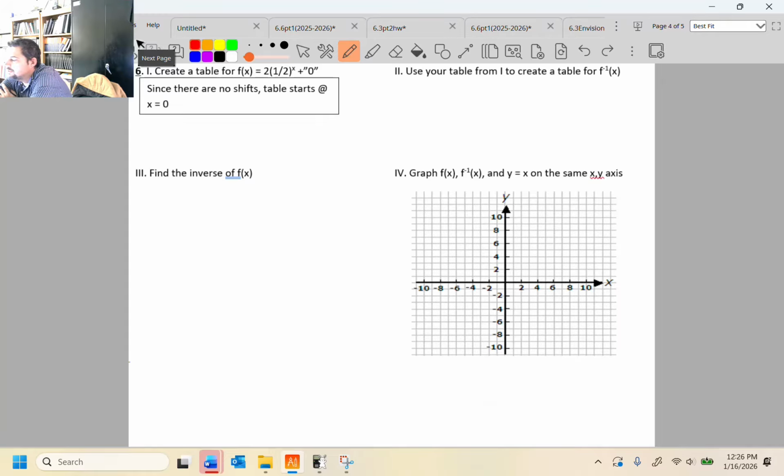Alright, let's do 6. 6 is the big one. Create a table for f of x equals 2 times (1/2) to the x plus 0. Since there are no shifts, the table starts at 0.